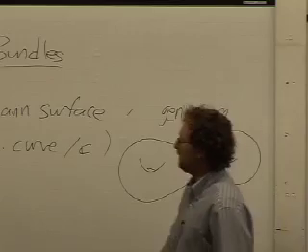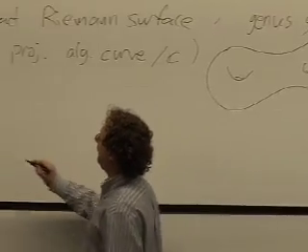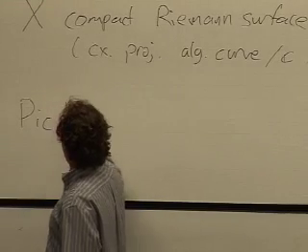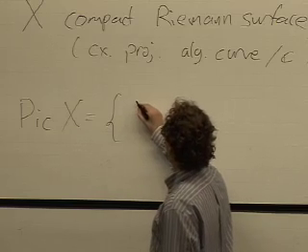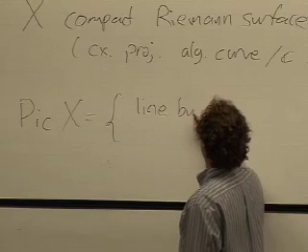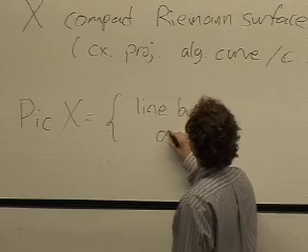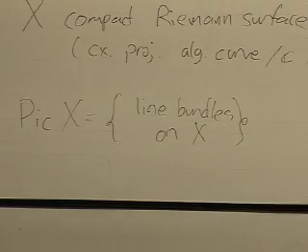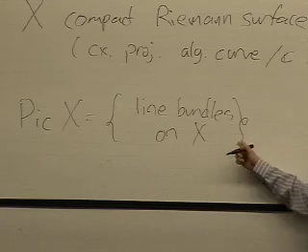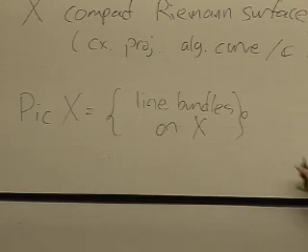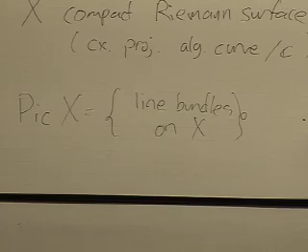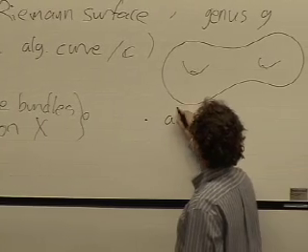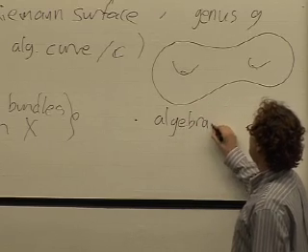The first object I'd like to discuss is the Picard group. Pic X is the collection of holomorphic line bundles on X. So this is going to be our first object of study. So what kind of structures does this thing have? First of all, it's a set. We can look at the set of isomorphism classes of line bundles. But in fact, it has a natural structure of an algebraic variety over a complex manifold.